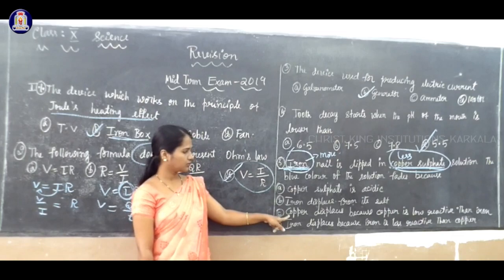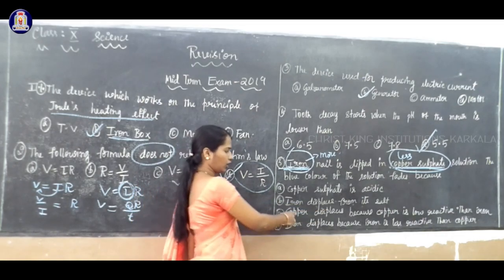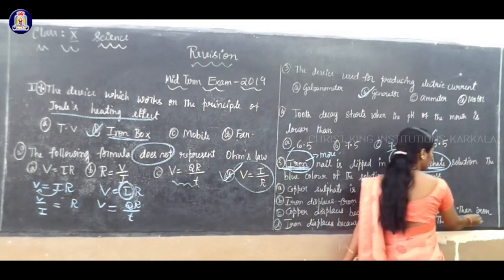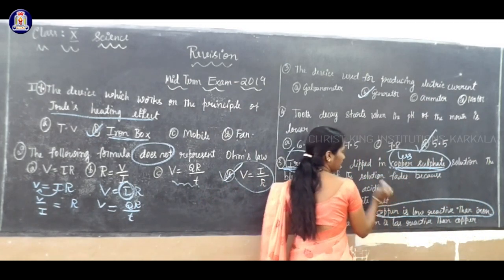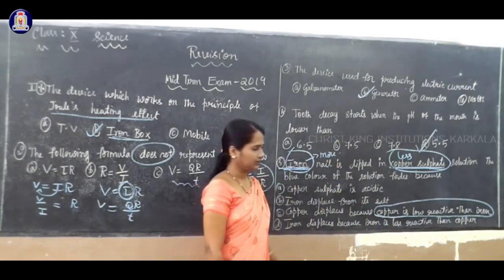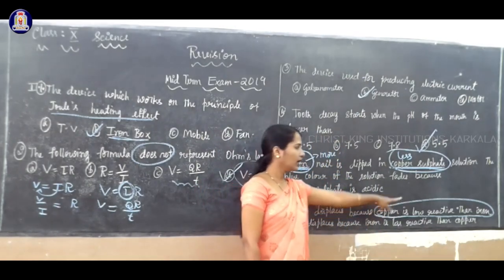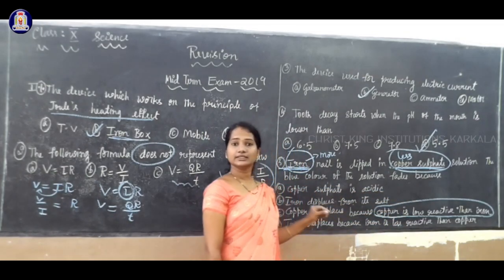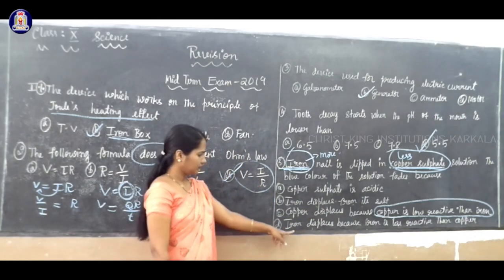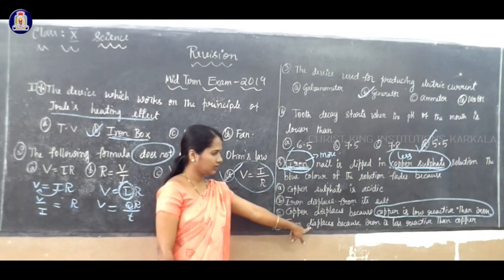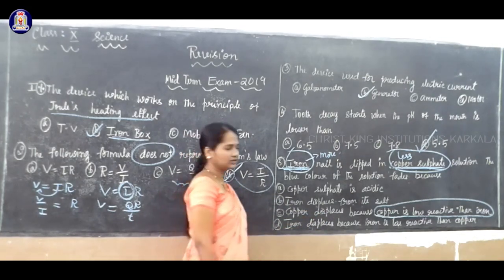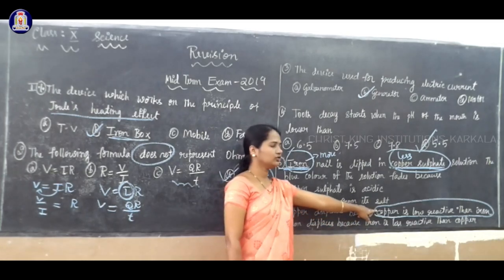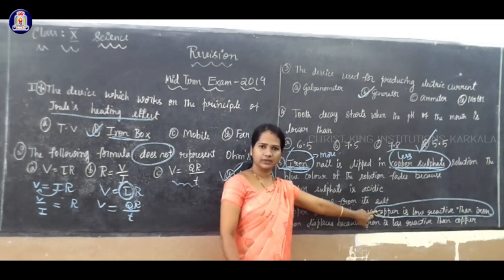Go to the third option, copper displaces because copper is less reactive than iron. When you compare copper and iron, copper is less reactive, iron is more reactive, so copper gets displaced by the iron. Last one, iron displaces because iron is less reactive. So this is also wrong. Iron is not less reactive than copper. Copper is less reactive than iron, so copper gets displaced.